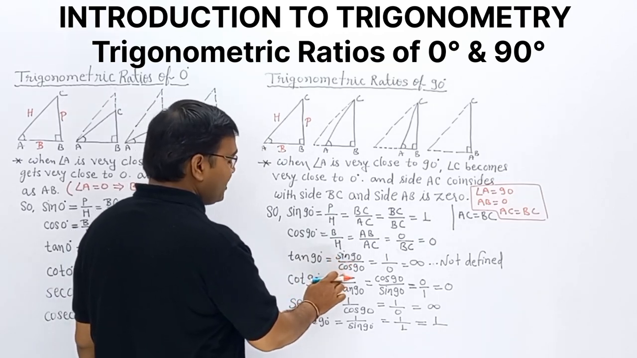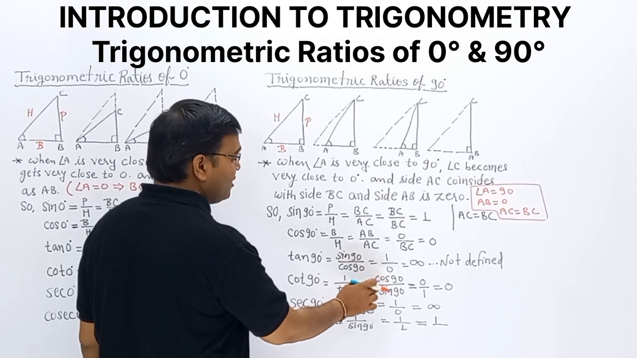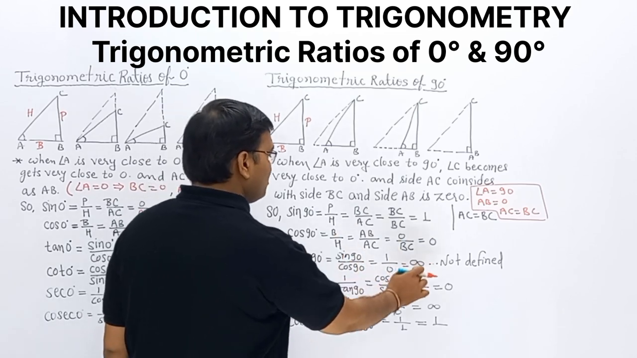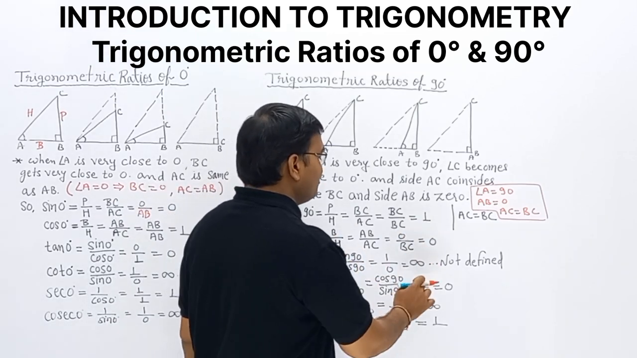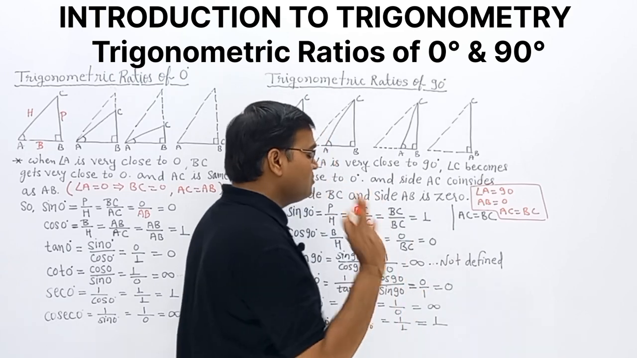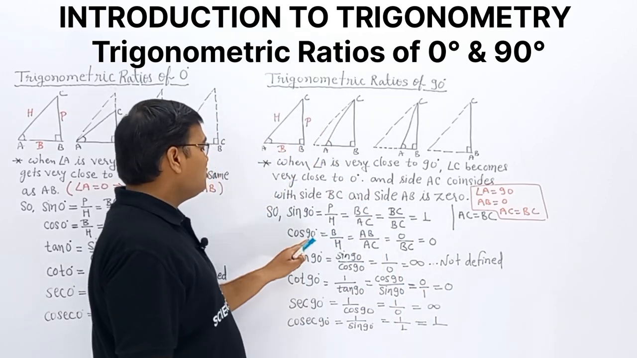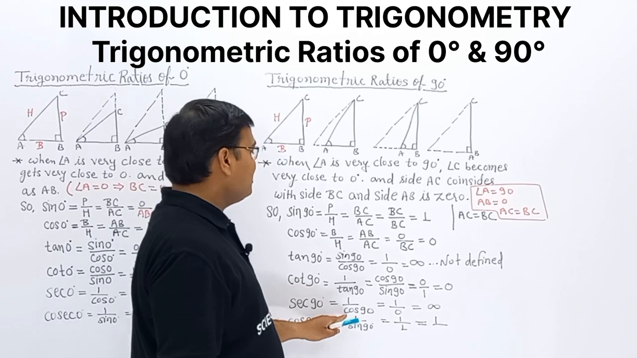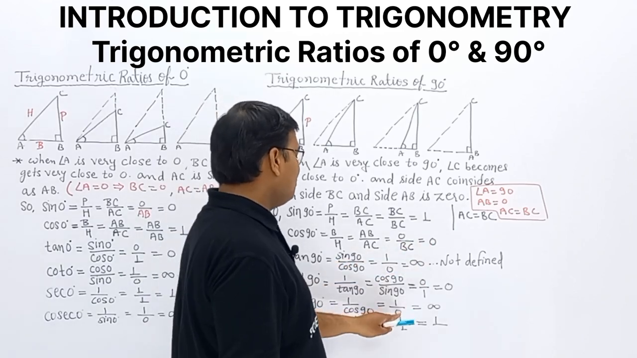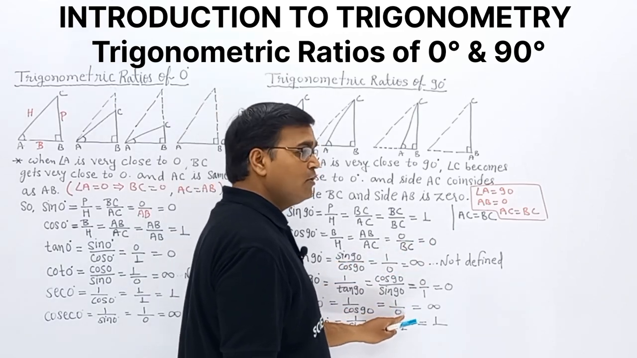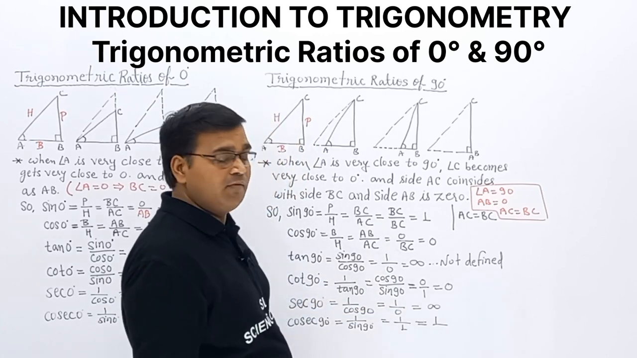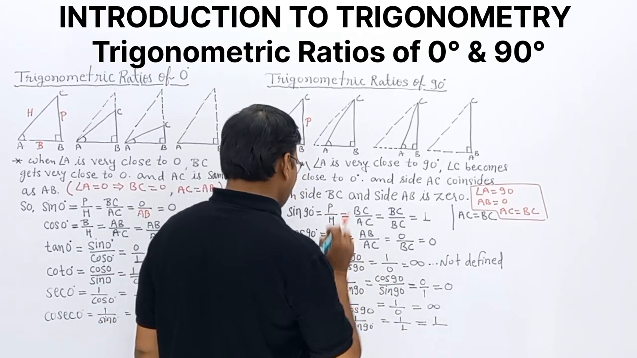And cot 90 will be the reciprocal of this one. Sin 90 upon cos 90. Its reciprocal will be what? Cos 90 upon sin 90. Cos 90 is 0 and sin 90 is what? 1. 0 upon 1 will be what? 0. Sec 90 will be the reciprocal of cos 90. 1 upon cos 90. Cos 90 is 0. 1 upon 0. Denominator is 0. Numerator is any value. Then we are getting not defined value.